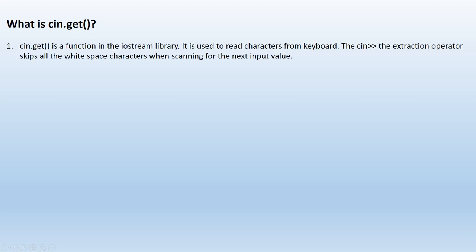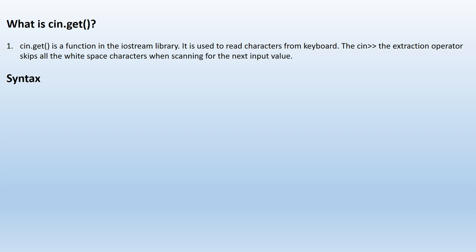What is cin.get function? cin.get is a function in the iostream library. It is used to read characters from keyboard. The cin extraction operator skips all the whitespace characters when scanning for the next input value.